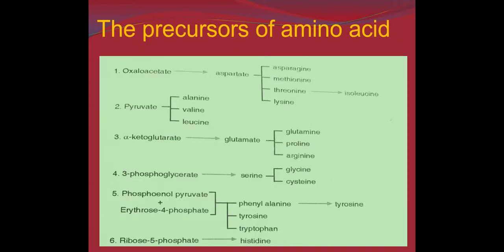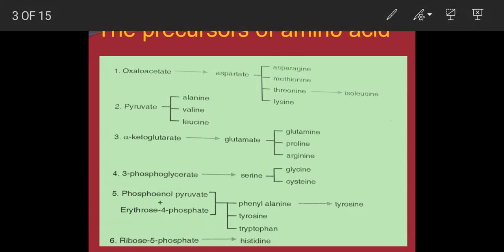As we see, the oxaloacetate first gives rise to aspartate, and then this aspartate gives rise to other 5 amino acids, and these amino acids are asparagine, methionine, threonine, lysine and isoleucine. Thus, the conversion of oxaloacetate to aspartate is the most important step, which gives rise to other 5 amino acids. Let us see this reaction.